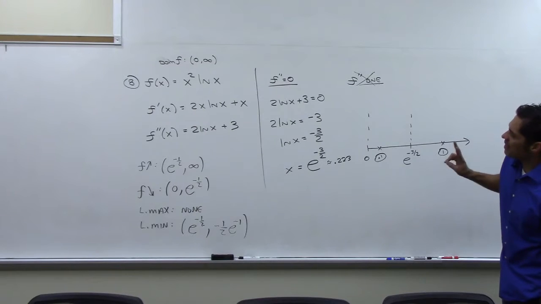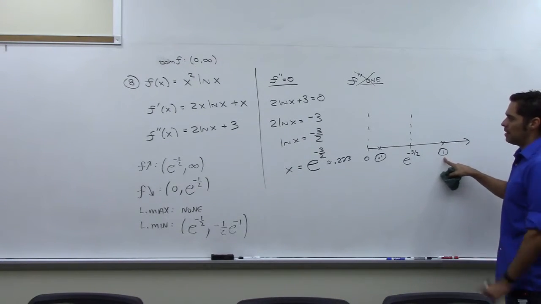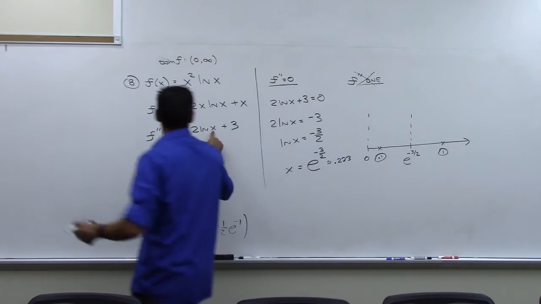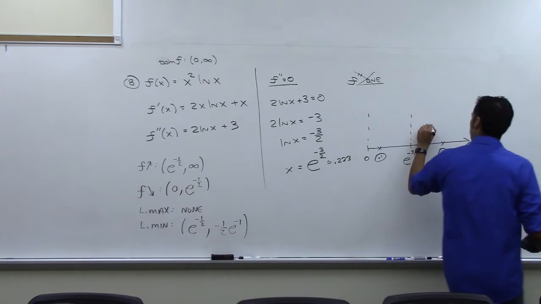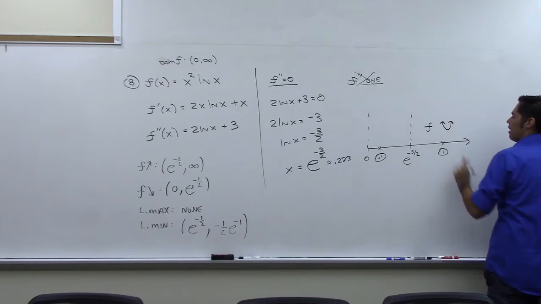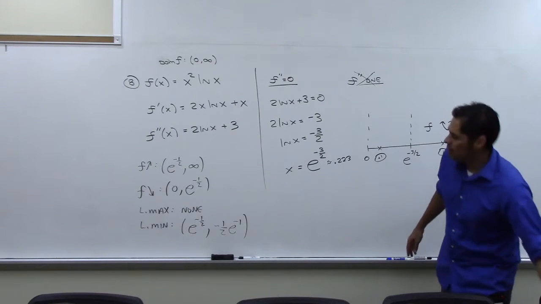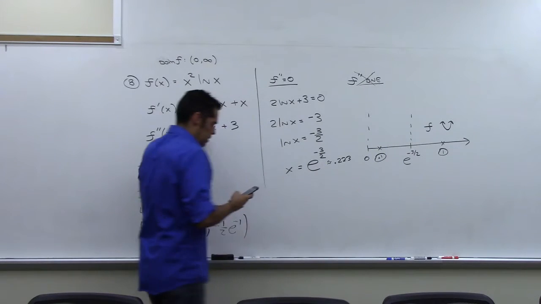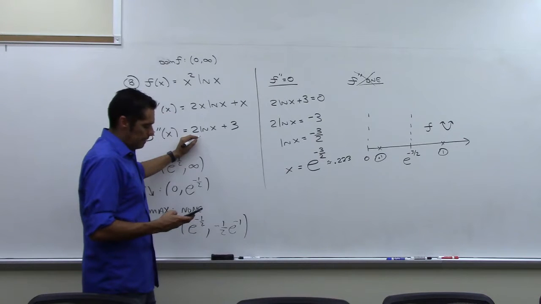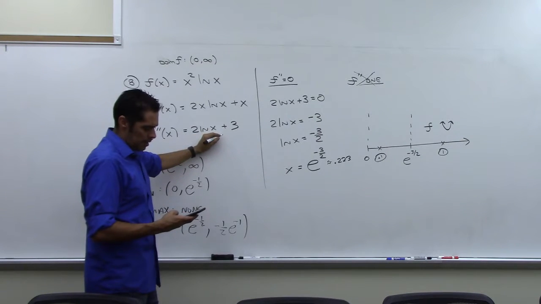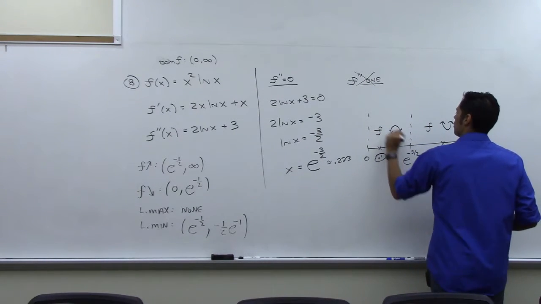Test those into the second derivative. Let's do the 1 into the second derivative because it's really easy. If I plug 1 in here, natural log of 1 is 0, that's gone, you get a 3. Since that's positive, that means the original function's concave up. And what about if I plug in 0.1? I take the natural log, multiply by 2, and then add 3. I get a negative number. Original function's concave down.